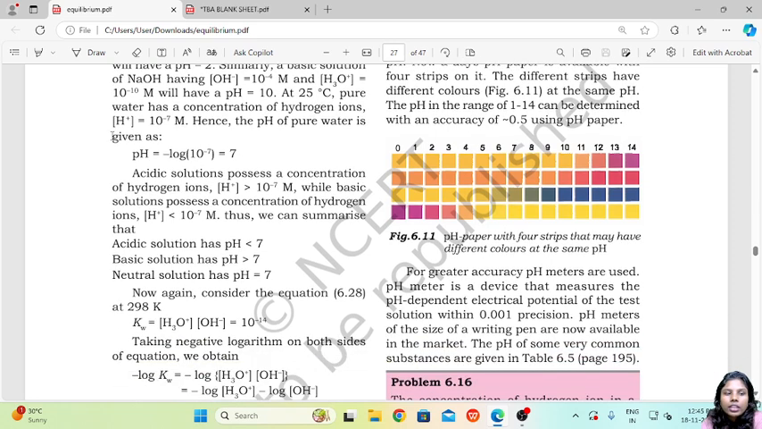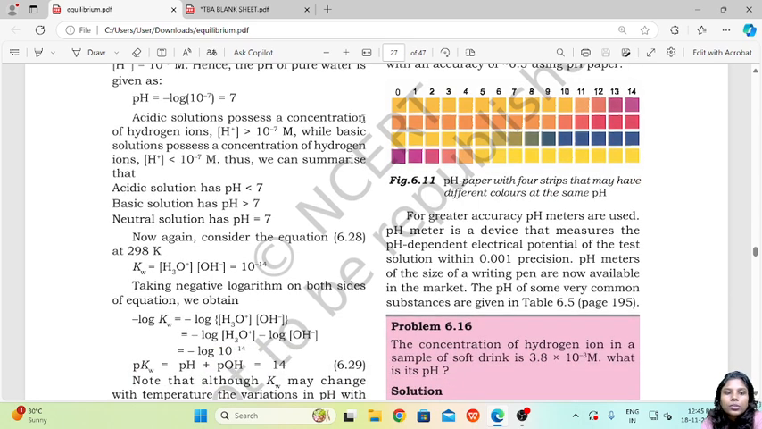So at 25 degrees Celsius, water has a concentration of hydrogen ions of 10 raised to minus 7 molar. Hence pH of water will be 7. Acidic solutions possess a concentration of hydrogen ions which is greater than 10 raised to minus 7. So what we can conclude here is that whichever solutions have a pH of less than 7 will be acidic. While basic solutions possess a concentration of hydrogen ions that is less than 10 raised to minus 7.